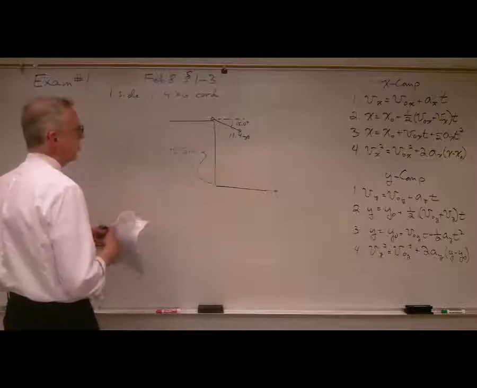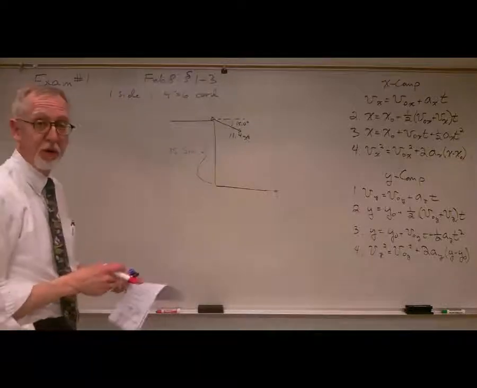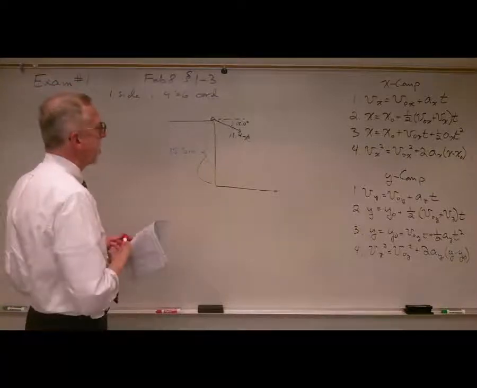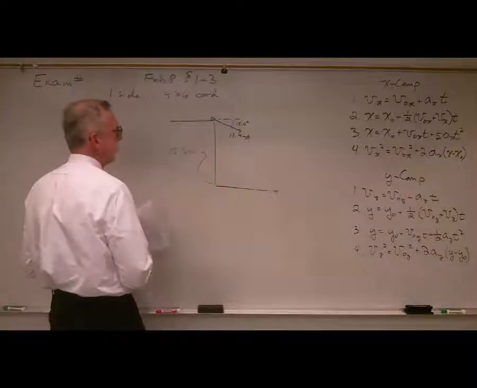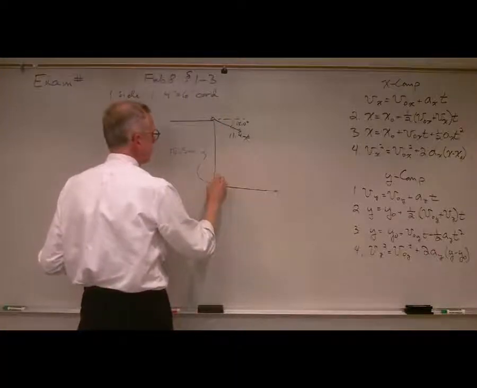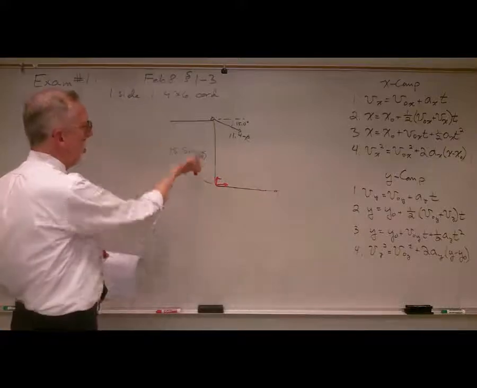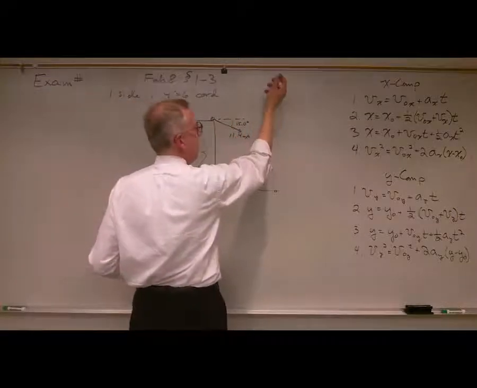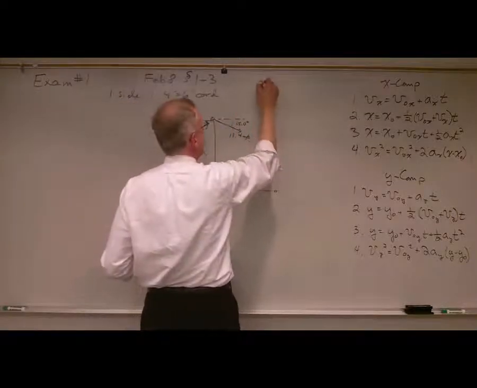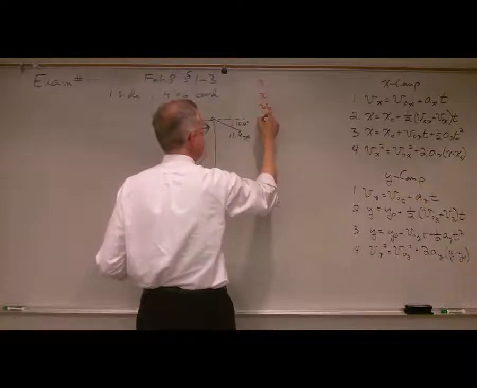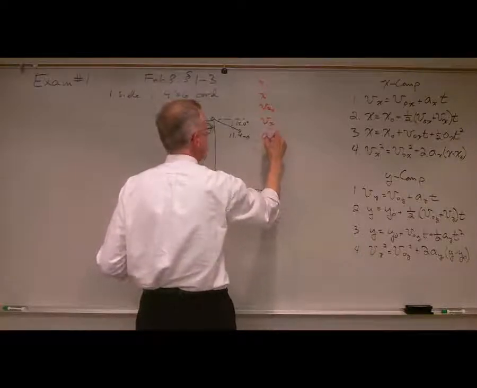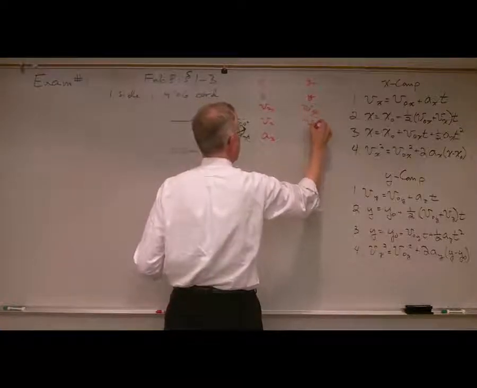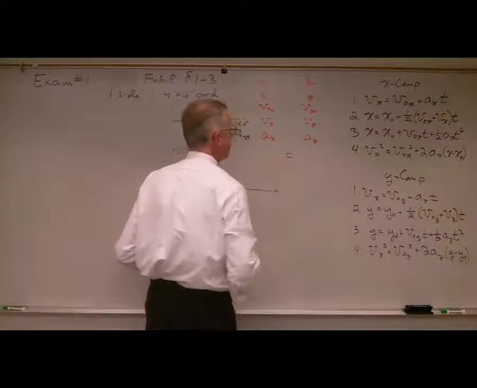Okay, so let's draw our coordinate system. Where do we want to put our origin? Let's put our origin at the leftmost lowest point, so we'll put it down here at the bottom of the cliff. X positive to the right, Y positive upwards. Let's write down our variables. Let's write them over here, again in order: x naught, x, Vx naught, Vx, Ax, y naught, y, Vy naught, Vy, Ay, t.